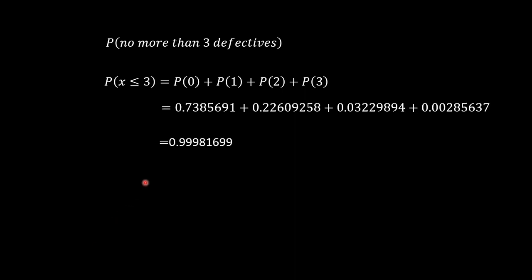The sum is 0.99981699. So the probability when x is less than or equal to 3, or the probability of no more than 3 defectives, is equal to 0.99981699.